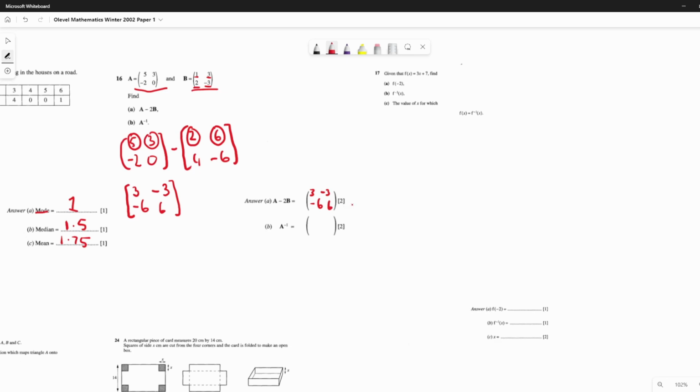So we have 3, -3, -6 and 6. I will definitely have a video going into detail about matrices. I probably need to make multiple videos because there are multiple operations that happen with matrices.